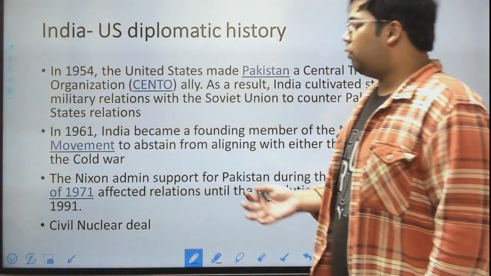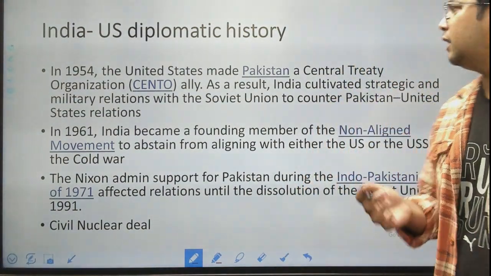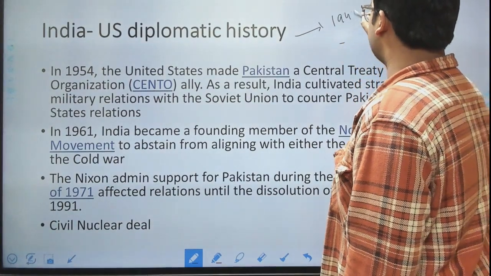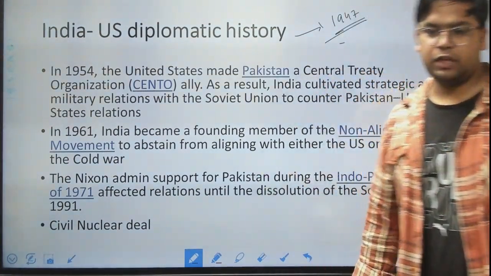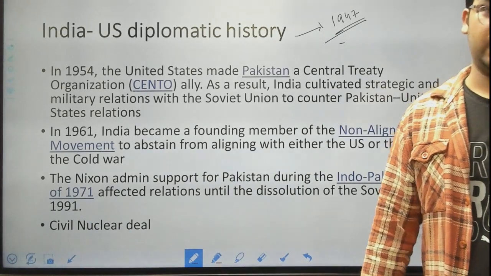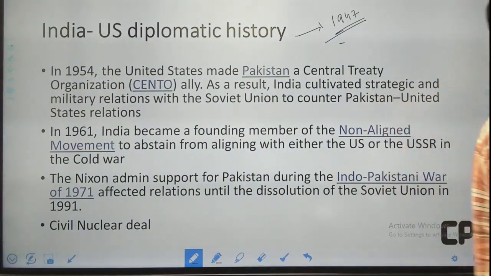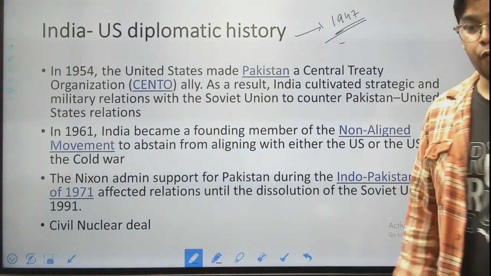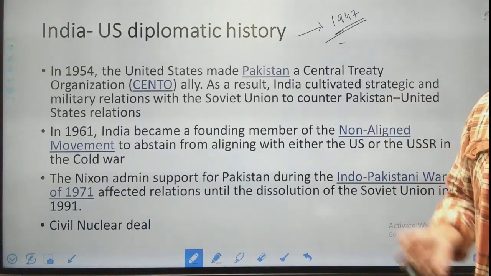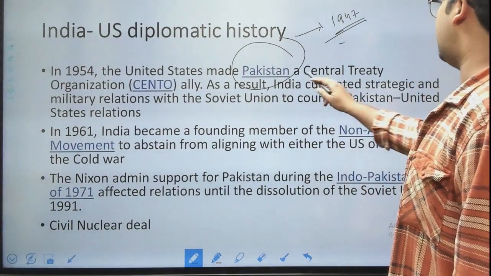Okay, now I'm pretty sure you are aware that the diplomatic history of India-US started in 1947. Okay, so just after India's independence, the US recognized India as a state and established consular relations in 1947. However, these relations did not start off great because the US made Pakistan a CENTO ally.